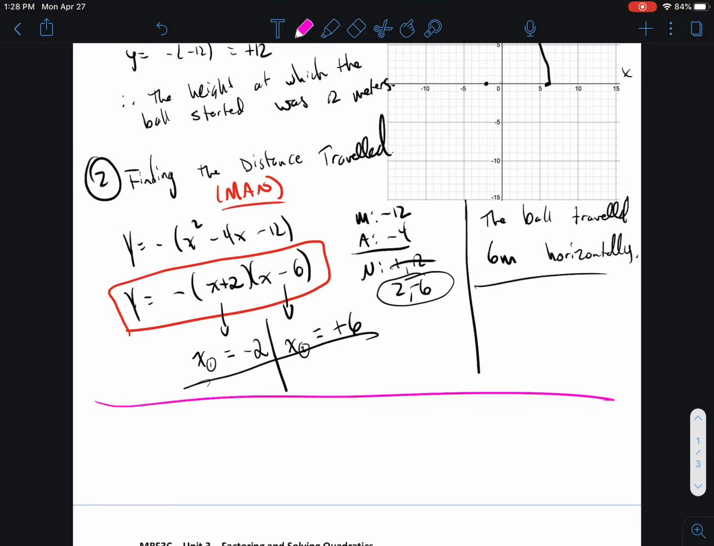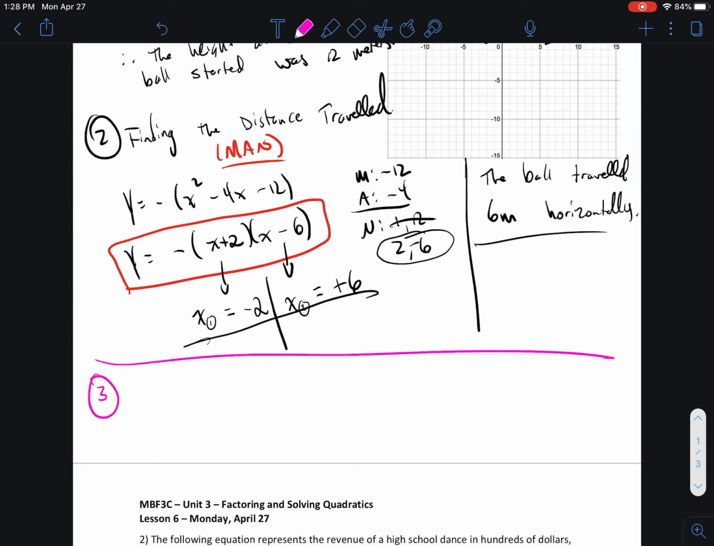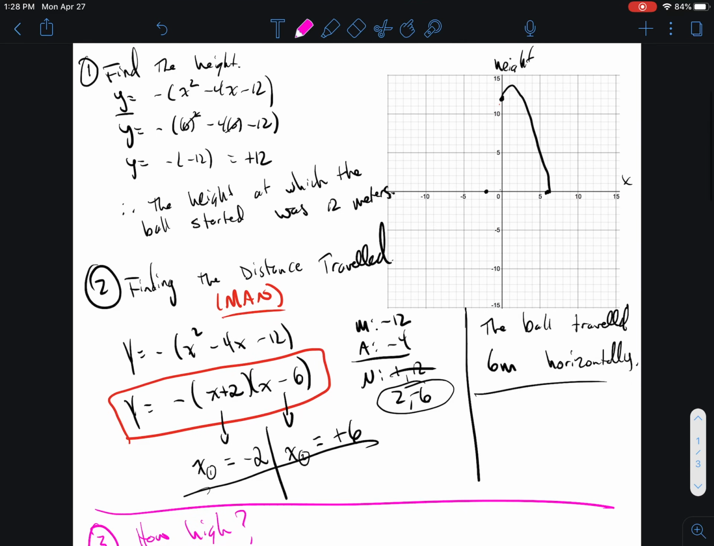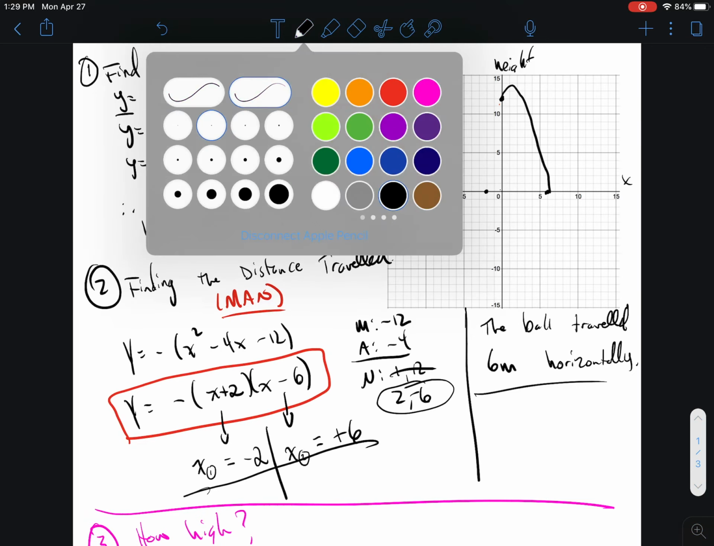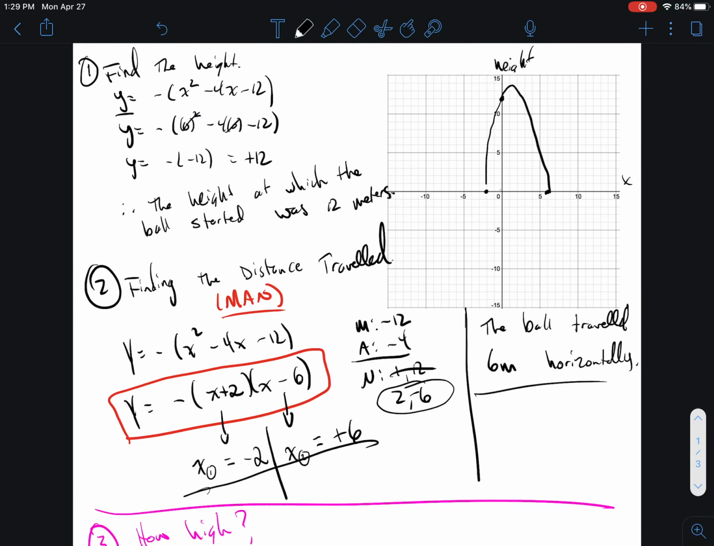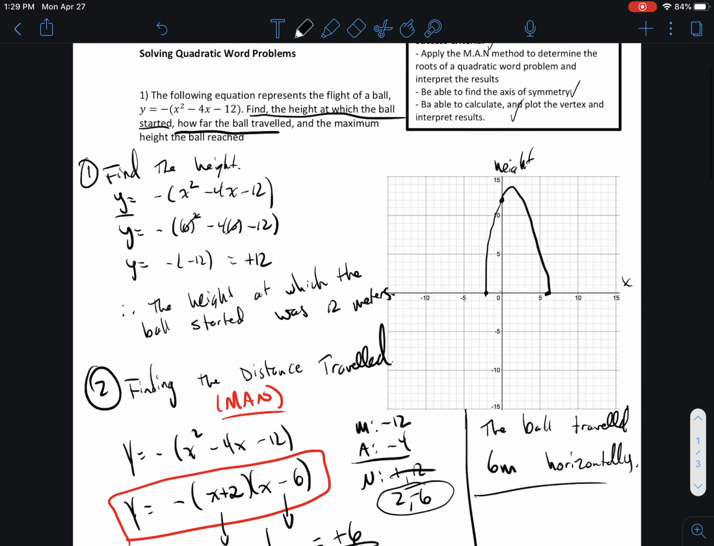There's one more thing left to do here, and I'll do this in a different color so you can see. The third thing is, how high did the ball go? Well, I have two roots here. I know the parabola did something like what I drew here. I don't know if that's right or wrong.